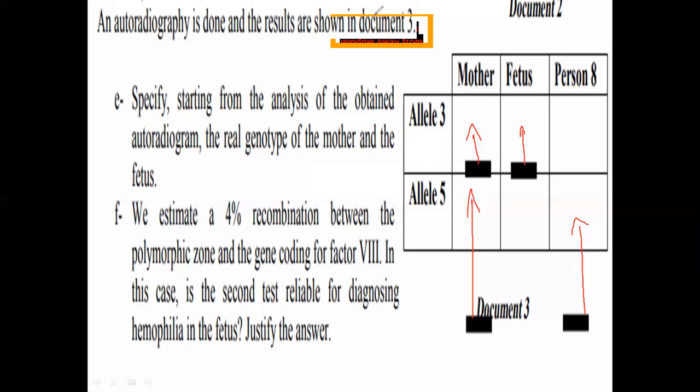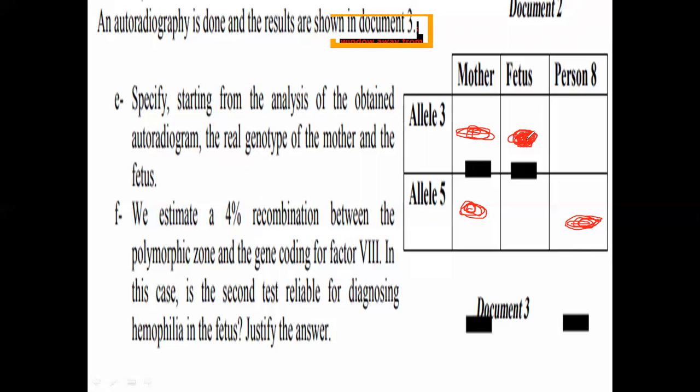Adil, what do you think? The mother will be normal or abnormal if person 8 has only allele 5. So person 8 عنده بس allele 5. The mother عنده allele 3 وعنده allele 5 while the fetus عنده بس allele 3. So what do you think about the genotype of the mother? Is it normal or affected?